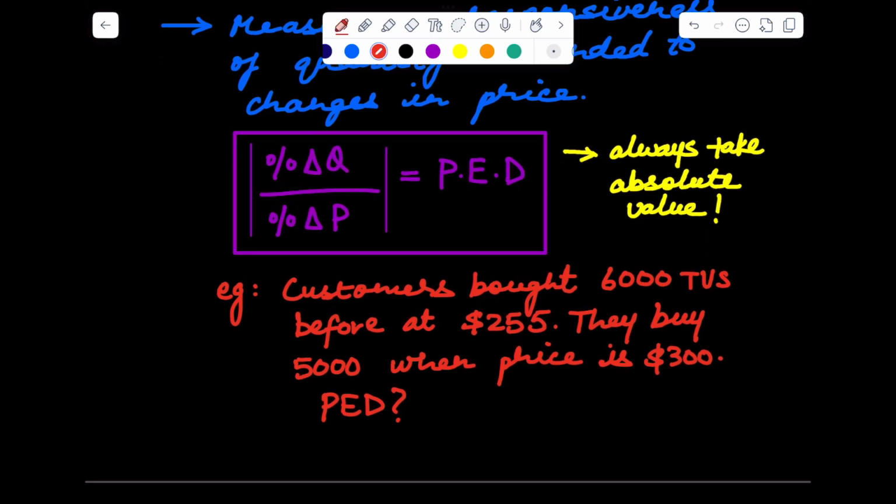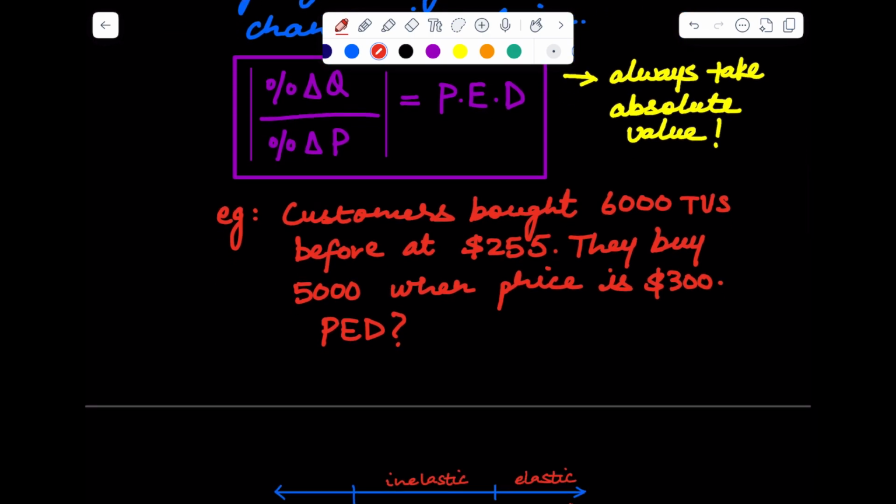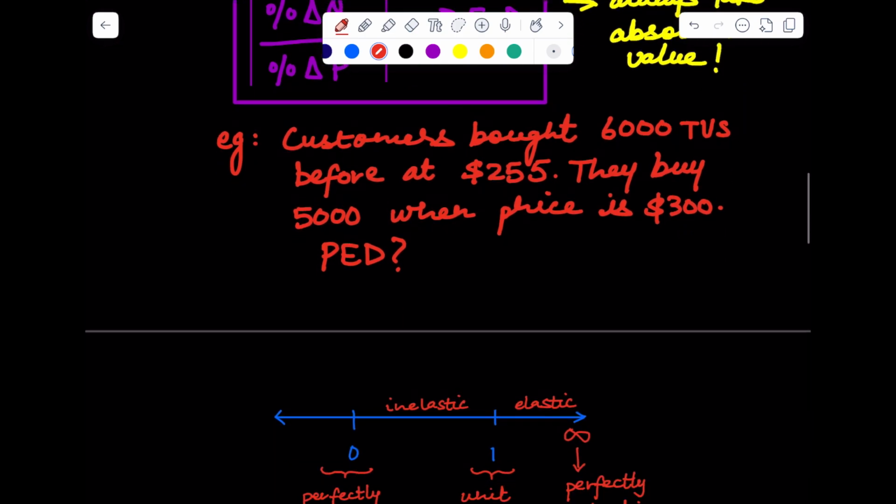Okay, so I would like to do a sample problem, which I got from a textbook. So for a certain good, in this case TVs, customers bought 6,000 TVs before at $255. They now buy 5,000 TVs when the price is $300. So price increased. So how do we calculate the PED? Essentially, PED, again, percent change in quantity over percent change in price.